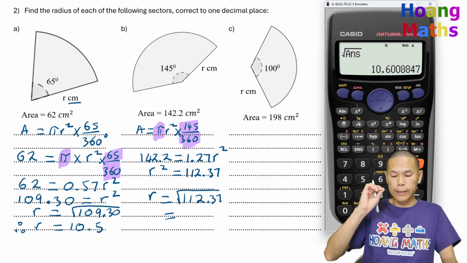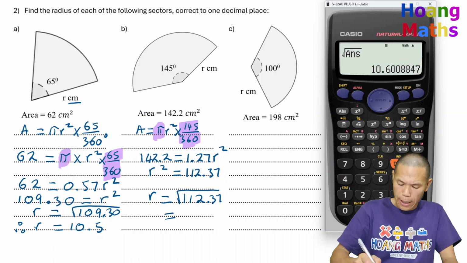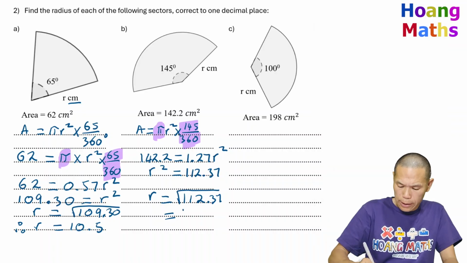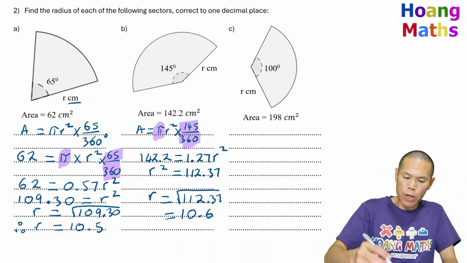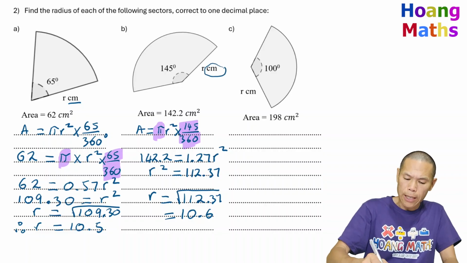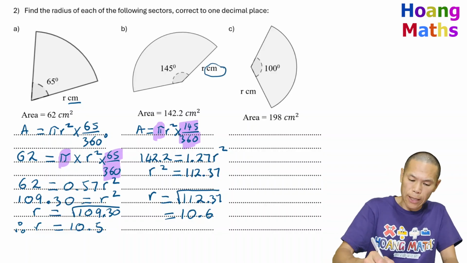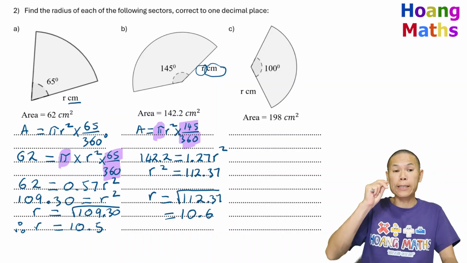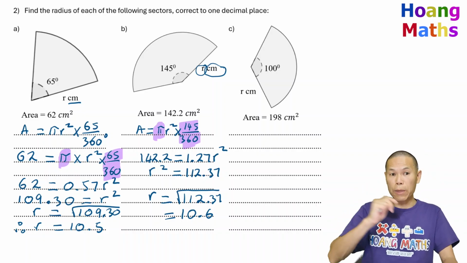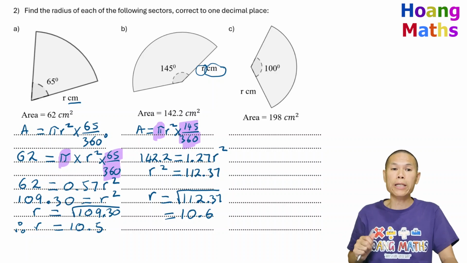So there you go, 10.6 centimeters, 10.6, correct to one decimal place. And we know that this already has the unit, so we just need to find the value of r. So the value of r is 10.6. So keep that in mind, and I hope you got it correct.